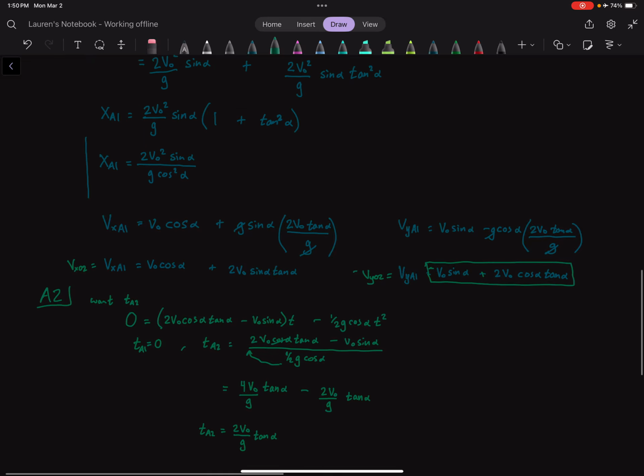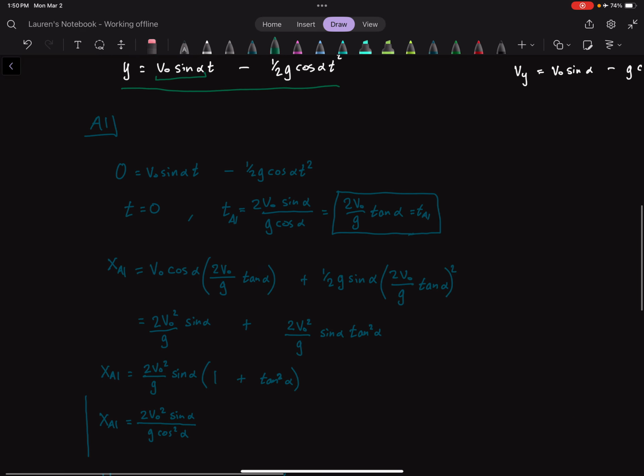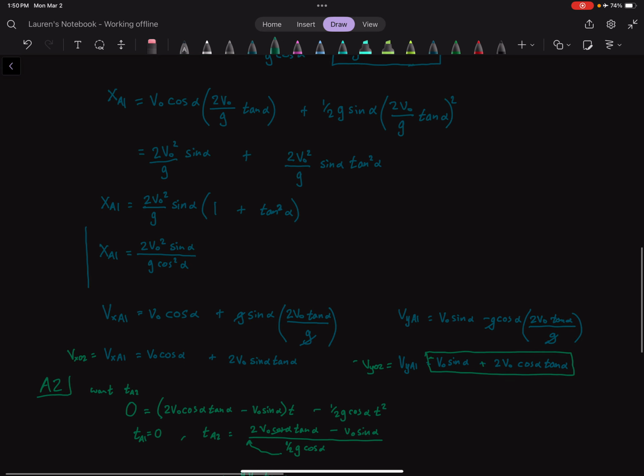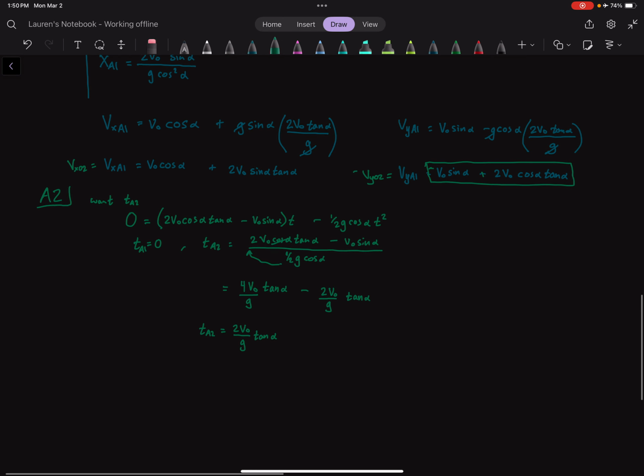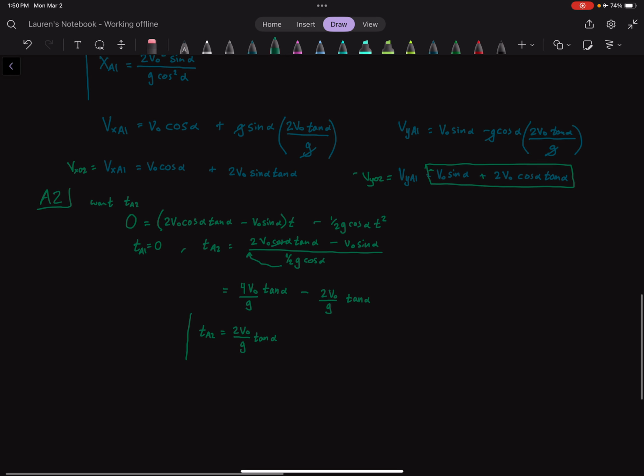Let's compare this to the time at A1. 2 times v naught over g times tangent of alpha. It's the same, right? So that's a big insight to this problem that you may have already spotted up ahead. That's what my hinting and maybe a little bit of reluctancy to go all the way to prove it along the way over the past few minutes has been.